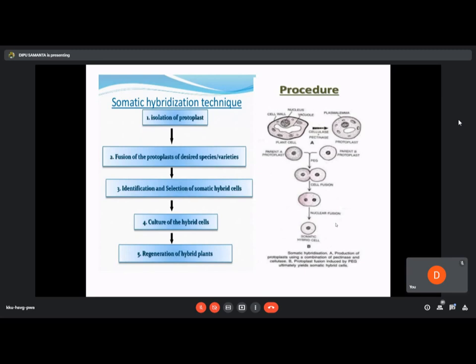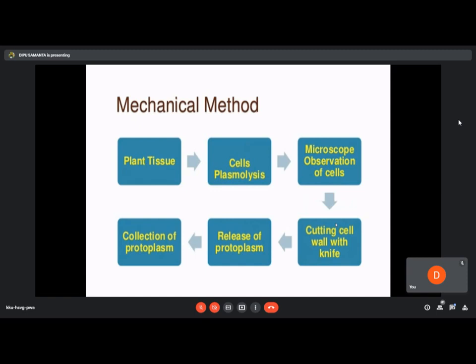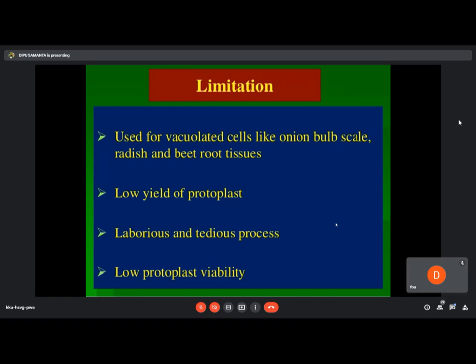Now, first coming to the isolation of protoplasts, we can isolate protoplasts by mechanical or enzymatic methods, but in general we follow the enzymatic method. In the mechanical method, plasmolysis of the plant tissue is first induced, then the cell wall is cut with a knife under microscopic observation, followed by release and collection of protoplasts. But the mechanical method has several limitations: it requires vacuolated cells like onion, parsley, radish, and beetroot, gives a low yield of protoplasts, is laborious and tedious, and gives low protoplast viability. As there are several limitations, we go for the enzymatic method.